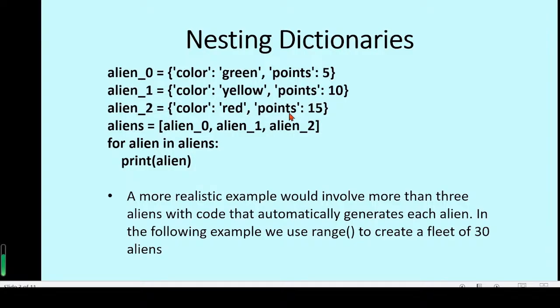So we create 3 aliens with different information, for example, different colors. Then we can store these 3 aliens in a list called aliens. Then next, we can write a for loop: for alien in aliens, print out each alien. Actually, each alien is a dictionary of information with key-value pairs. A more realistic example will involve more than 3 aliens, with code that automatically generates each alien. So in the following example, we can also use range to create a fleet of 30 aliens.